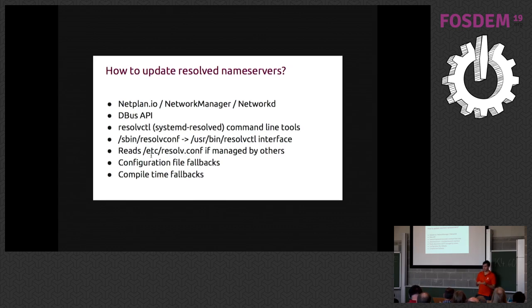There are also compile-time fallbacks, which I don't quite like, but you can compile resolved such that it will fall back to 8.8.8.8. Even though you have no network connectivity, it will round-robin and still try to resolve things. I don't like that because it is kind of a privacy violation, a call home, and you're not using what you're supposed to use. I'll get to what the defaults in Ubuntu actually are slightly later.